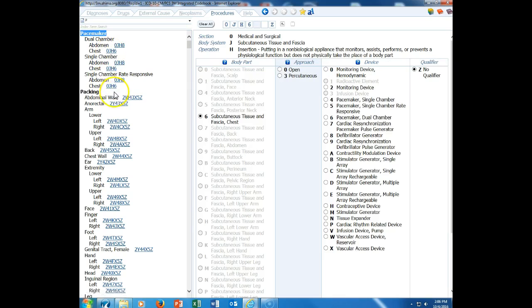You can see for chest, they're all the same, 0JH6. And when they're putting in a pacemaker, it goes into the subcutaneous tissue and the fascia. We know that the pacemaker was put in with an open approach, and our pacemaker is a cardiac resynchronization pacemaker.